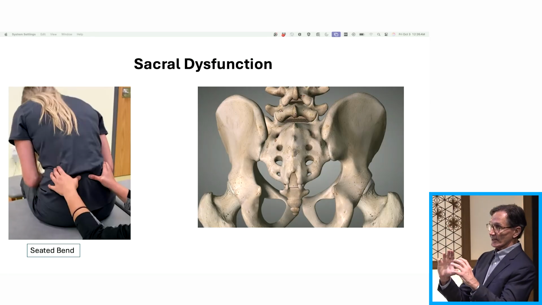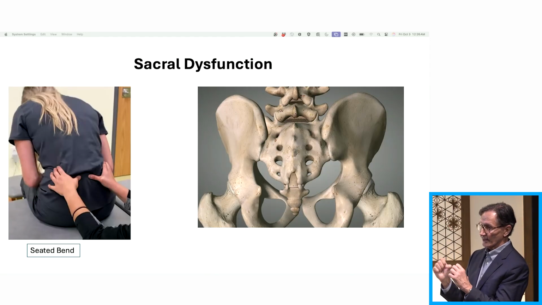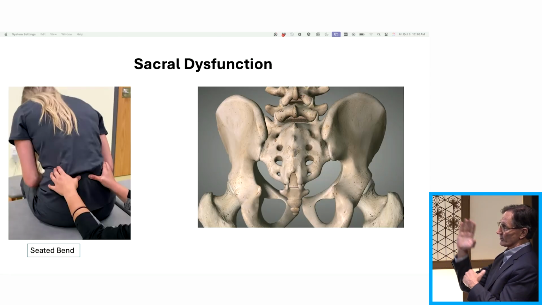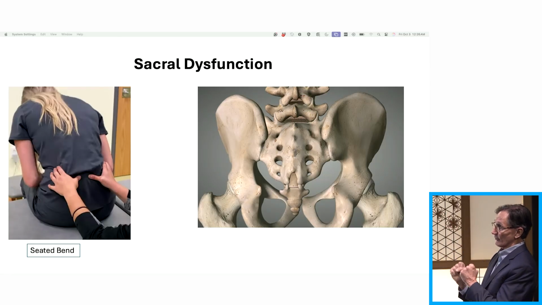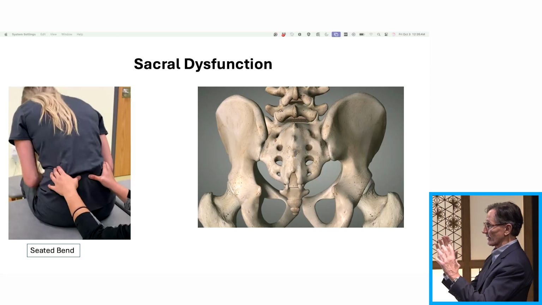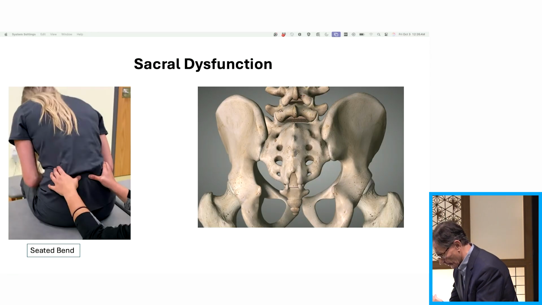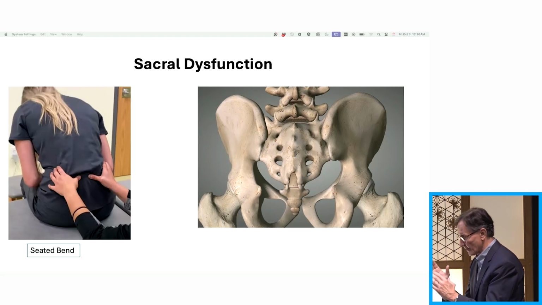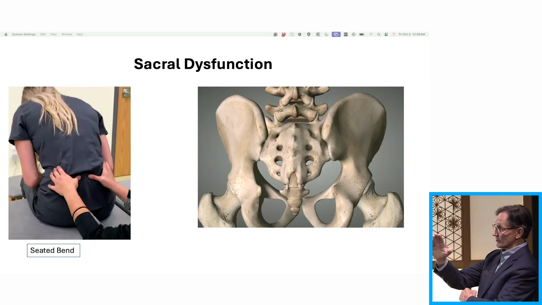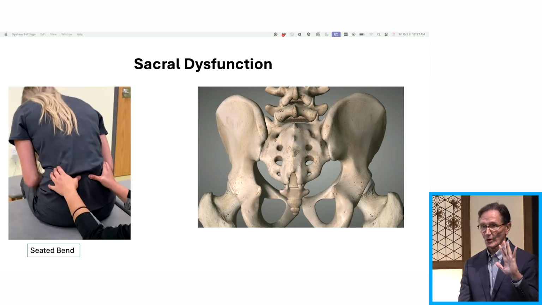The side that catches and goes up is the dysfunctional side. That's the side of choice, and therefore the axis is on the opposite side. So if that right PSIS goes up further than the left side, then the dysfunction is on the right side, and the axis is the left axis. This is one of 4 maneuvers.